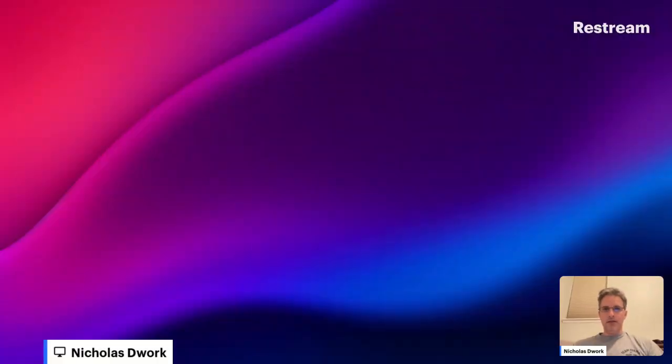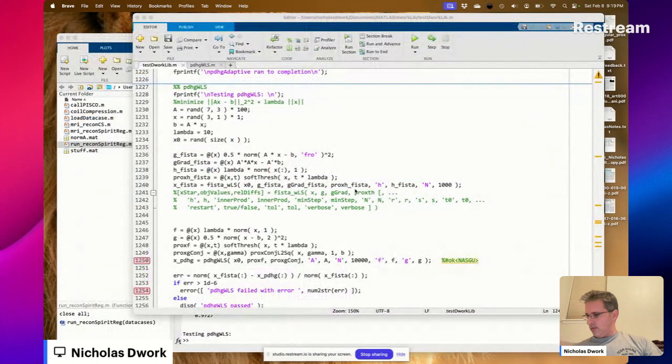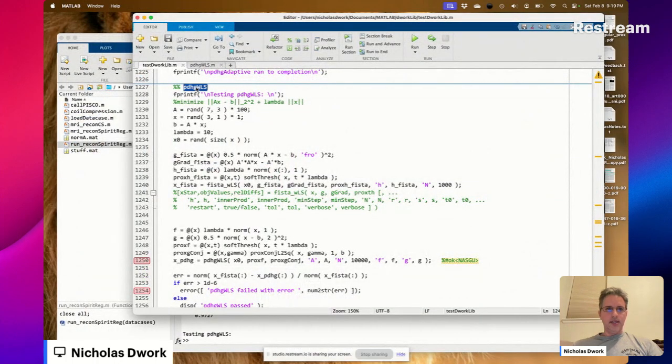All right, so we seem to have an issue with PDHG where it's not giving us a good answer. When reconstructing the image, it's basically just giving us back the least squares result. So we're going to try and resolve that. And the way I'm going to try and address it tonight is by creating a test for PDHG.